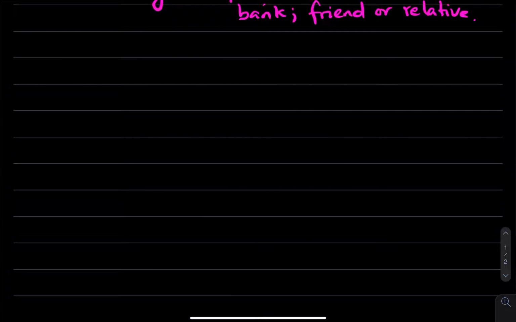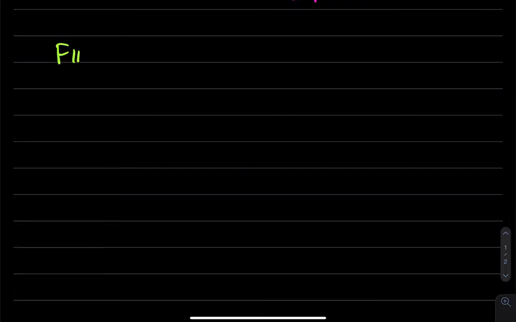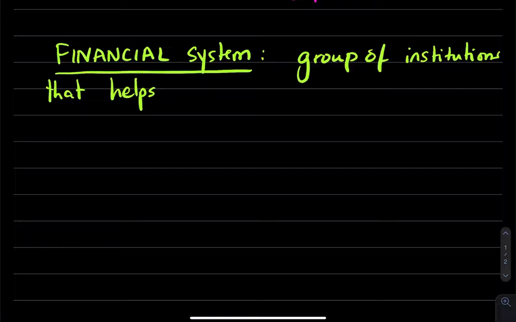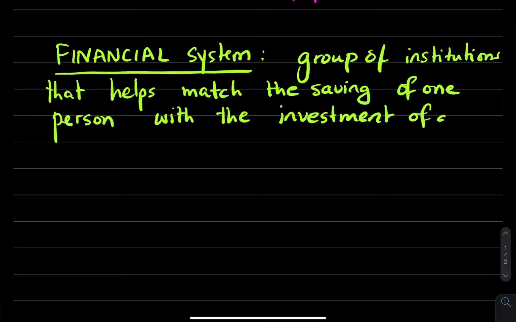Okay, so really, when you take this to the macro economy, we can think about a financial system that helps this sort of process. So a financial system is a group of institutions that helps match the saving of one person with the investment of another.